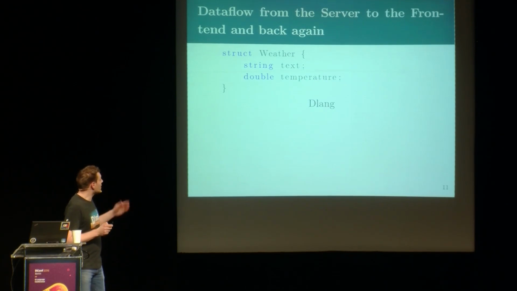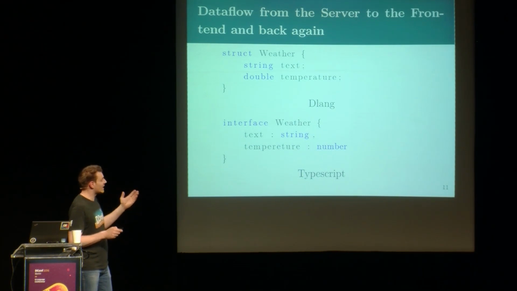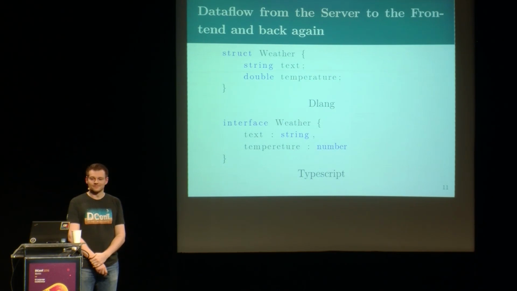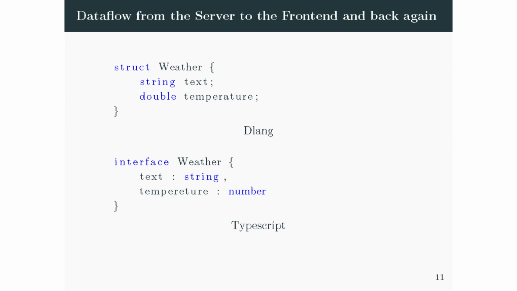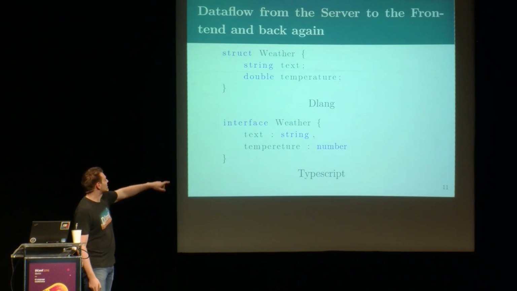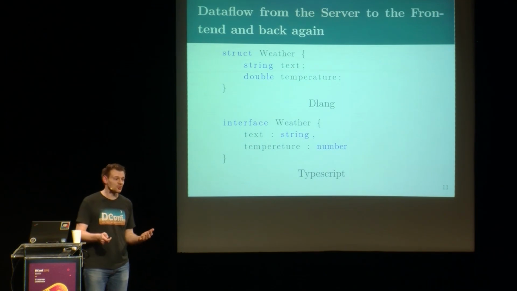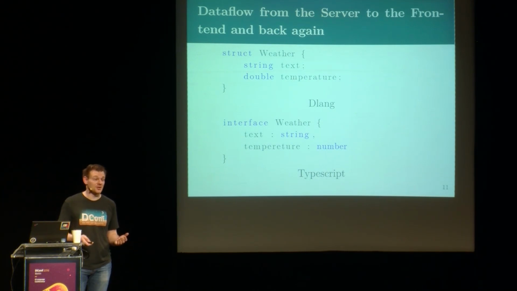So remember the struct on the D side, and remember the interface on the TypeScript side. Where's the problem? Is it out of sync? Can you see it? Exactly. Actually managing this by hand, having both in sync, is really stupid, because I mistyped temperature in the TypeScript interface. And that is something nobody should want to do, because that's just stupid work. And as Andre said, everything that can be automated should be automated.